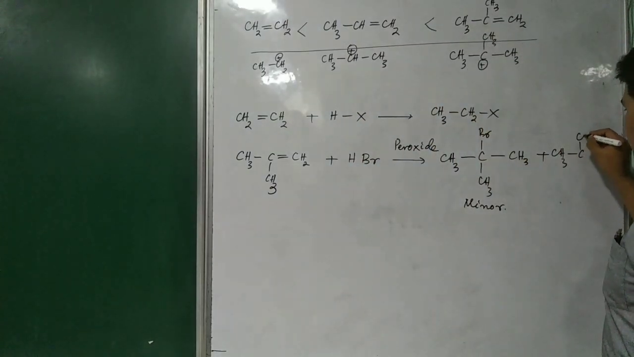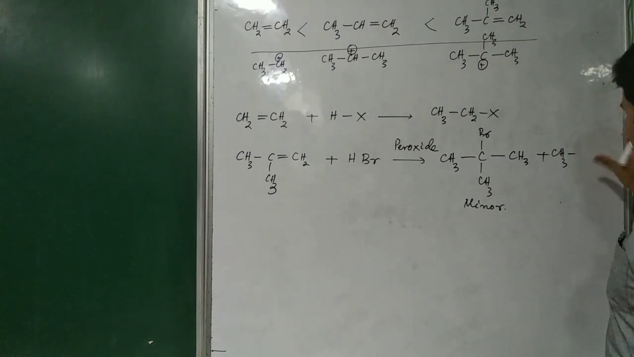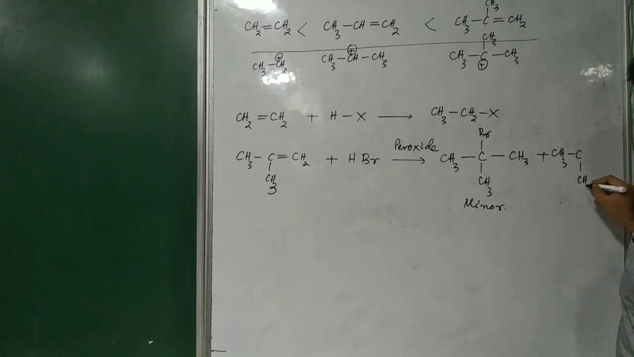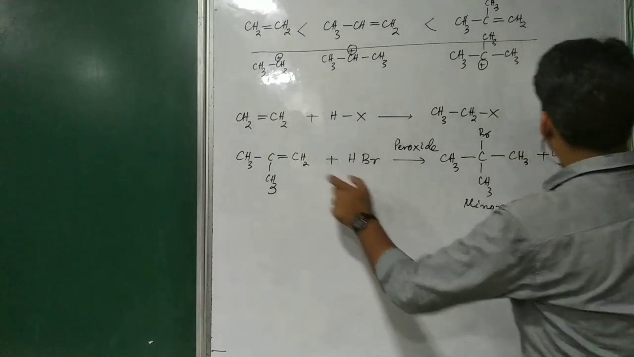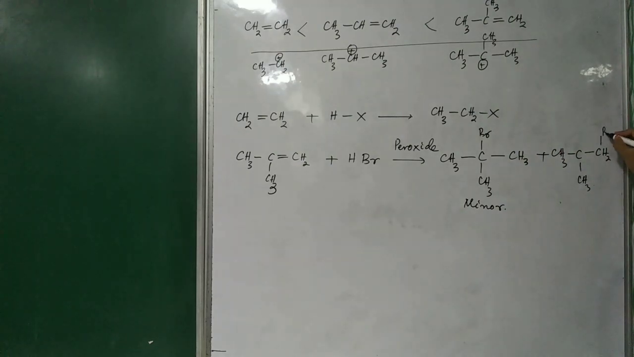CH3, CH3. Next, single bond CH2. Here the bromine will be added, CH2Br, and hydrogen will be added to this carbon. This is the opposite product. This would be your major product.